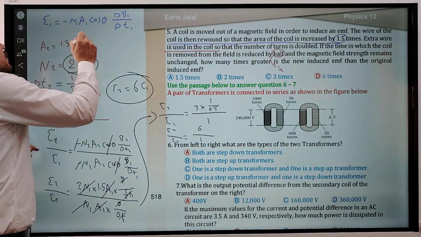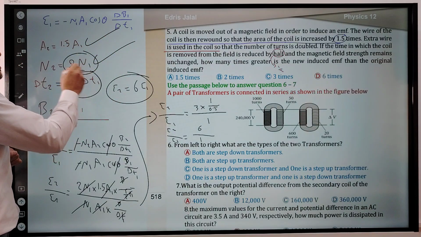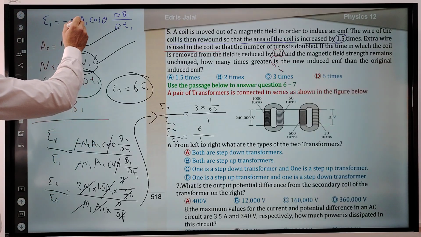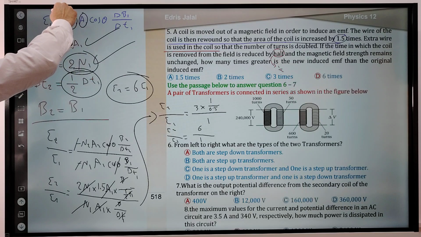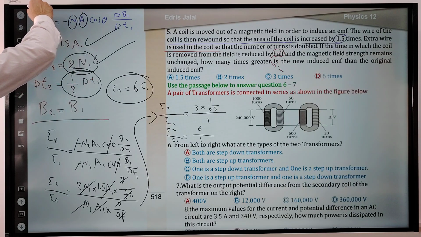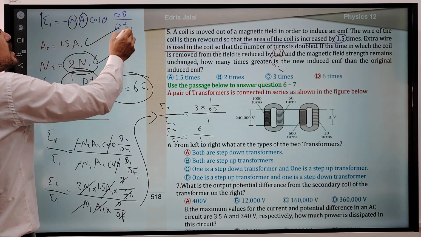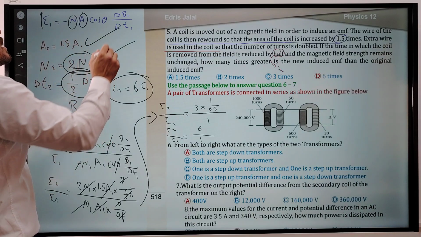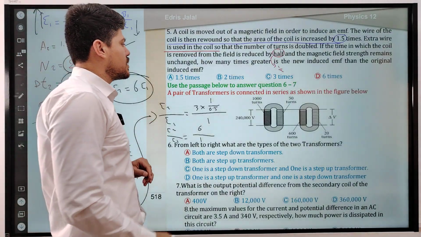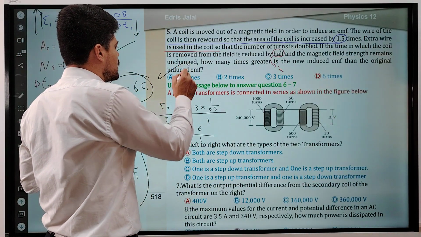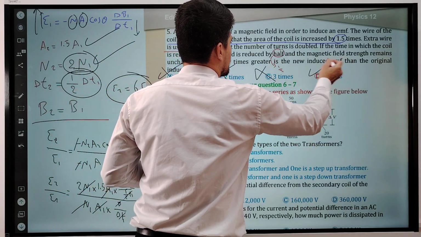Why? Because the number of turns increases and the area also increases, and the time is decreasing. So the EMF is directly proportional to the number of turns and the area. By increasing the number of turns and the area, the EMF also increases. But the relation between induced EMF and time is inversely proportional. By decreasing time, the EMF increases. So that is why the correct answer is 6 times.